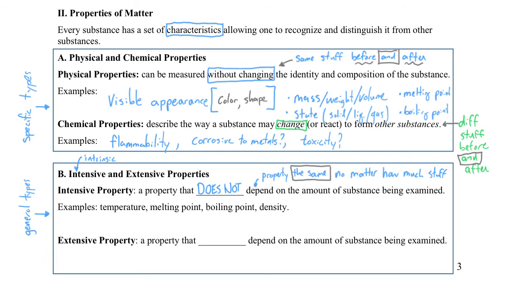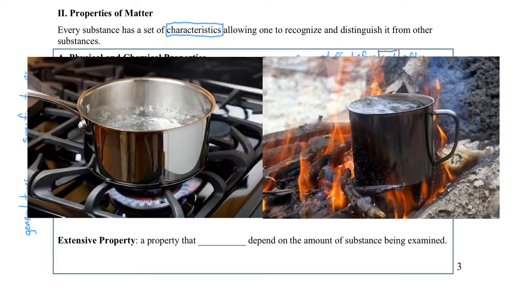So say, for example, you have two different pots of water on the stove. One of the pots of water has a gallon of water in it, and the other has a cup of water in it. Both are boiling. When you measure the temperature of either one, the temperature is the same. It's the boiling point of water. This is why boiling point is described as an intensive property. It doesn't matter how much stuff you have, that property stays the same.